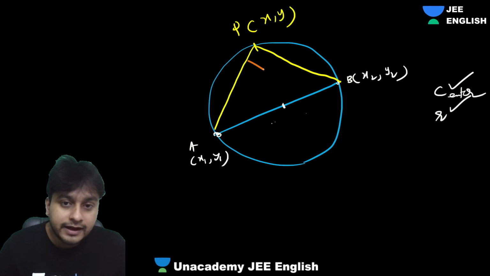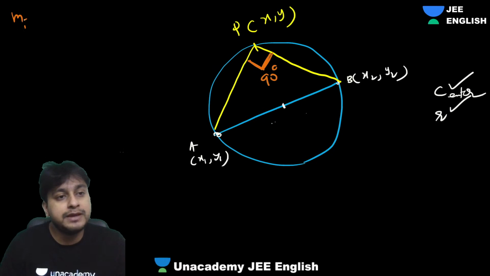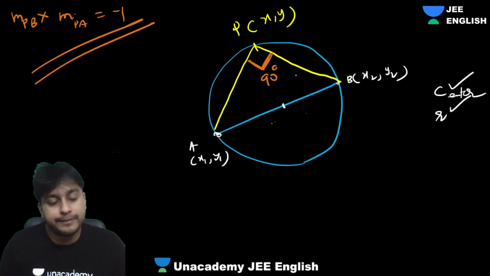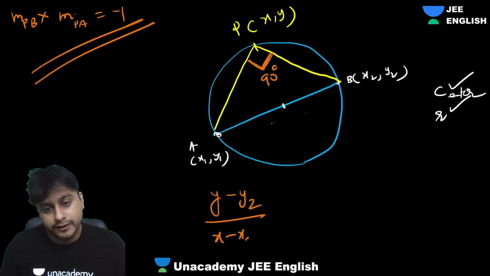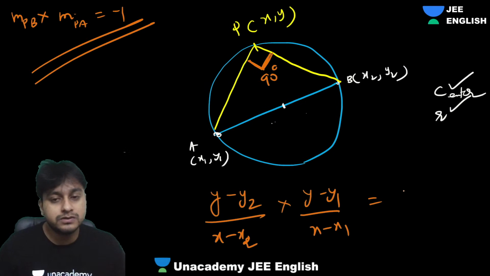So guys, do you know that the diameter subtends an angle of 90 degrees? Can we say that slope of PB into slope of PA is equal to -1? Do you know this concept? Isn't it? Yes. Perpendicular lines will have M1 M2 = -1. So comparing from there, I will get y minus y2 upon x minus x2, M1 into M2, y minus y1 upon x minus x1 is equal to -1.